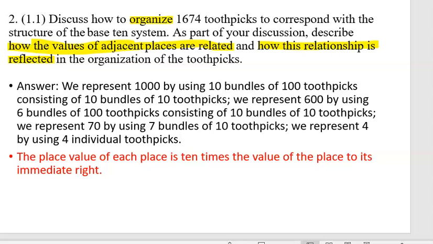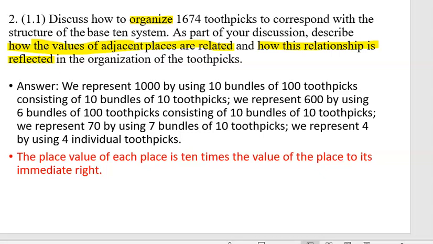The second practice problem is asking us to organize 1,674 toothpicks to correspond with the structure of the base 10 system. And we know our number system is a base 10 system. To help younger students learn about place values, we can use toothpicks or any other objects to help them.